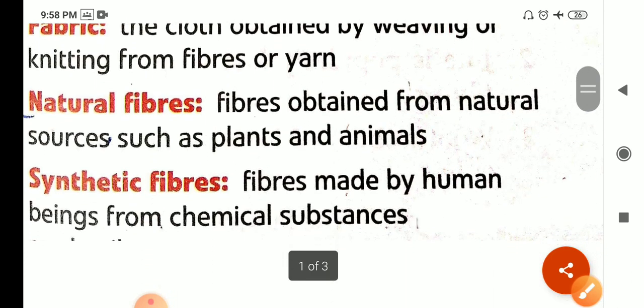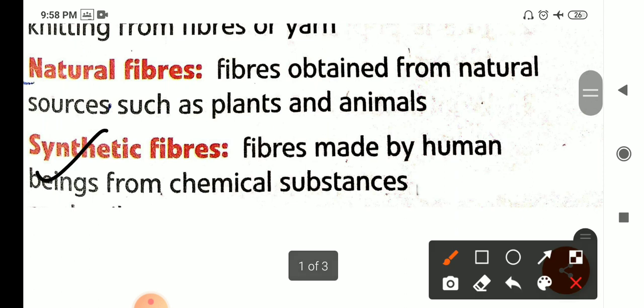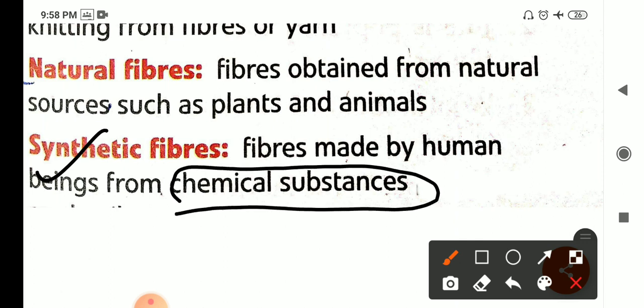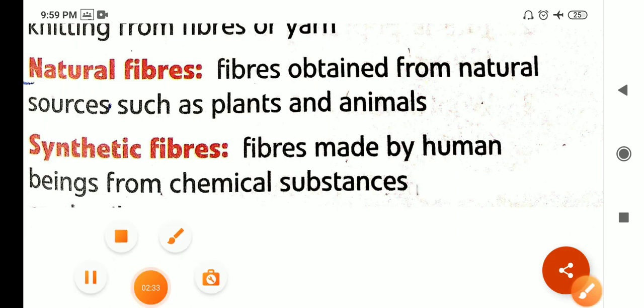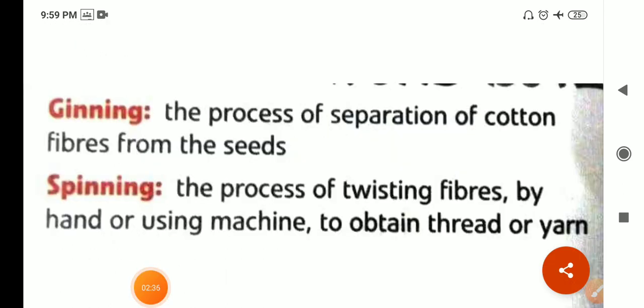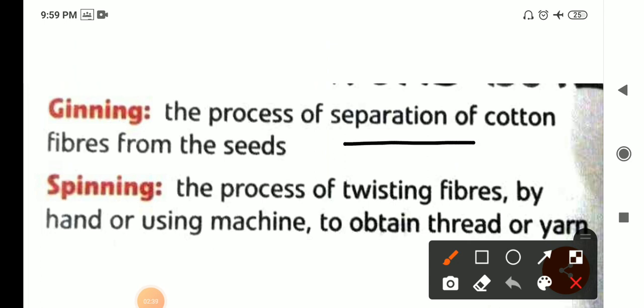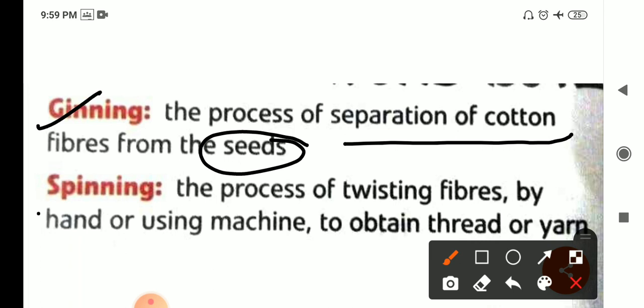These all are examples of the natural fibers. Okay, then see next one. Now, synthetic fiber. Fibers made by human beings from chemical substances, and mainly these chemical substances are petroleum, or we can say petrochemicals. With the help of these chemicals, synthetic fibers are made, right? Okay. Next is ginning. Ginning is the process of separation of cotton seeds from the cotton fiber. Is it okay? The process of separation of the cotton fiber from the seed, or seed from the cotton fiber, is called ginning.